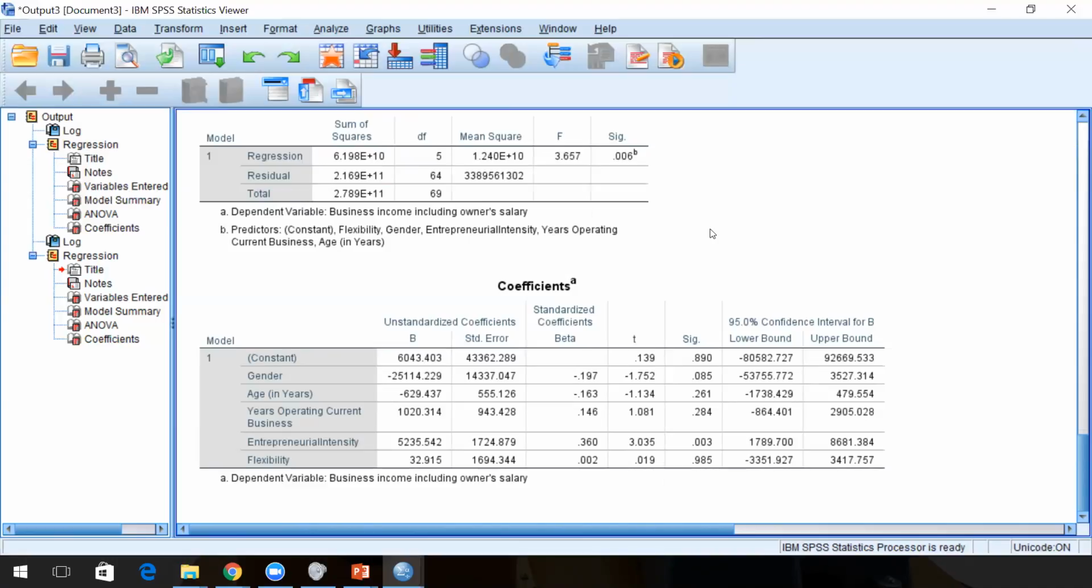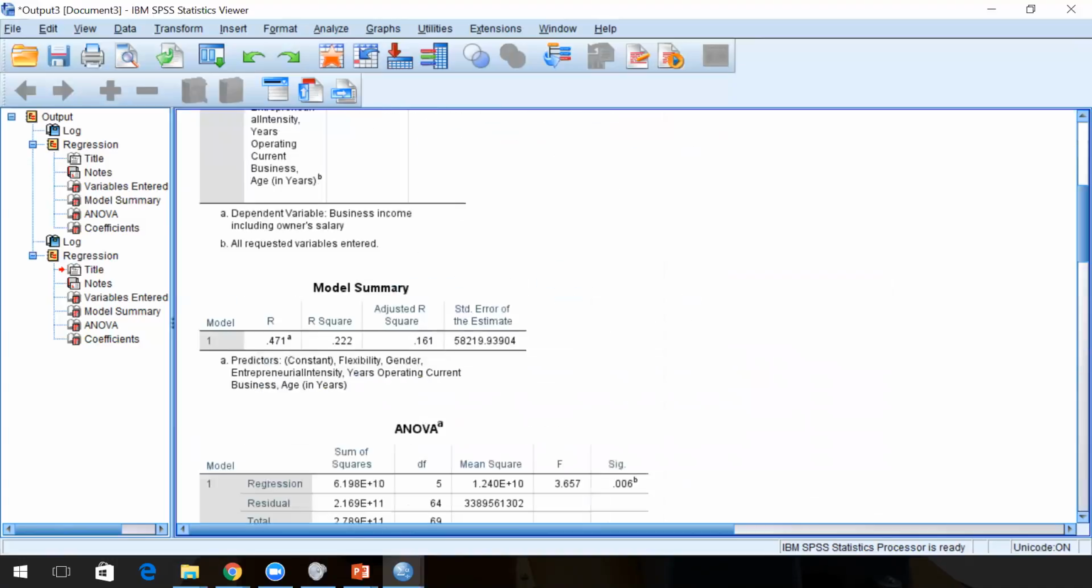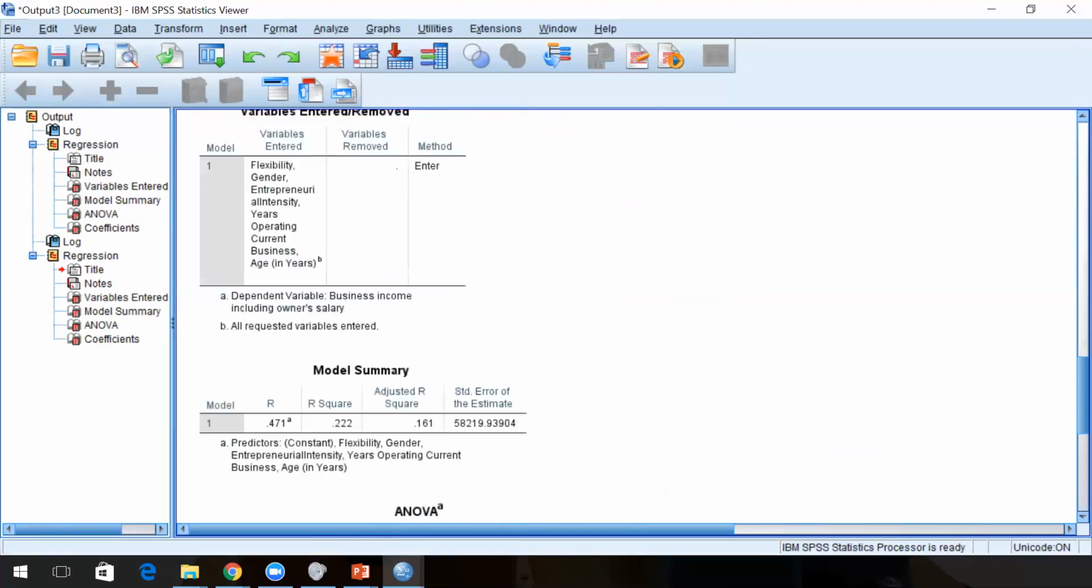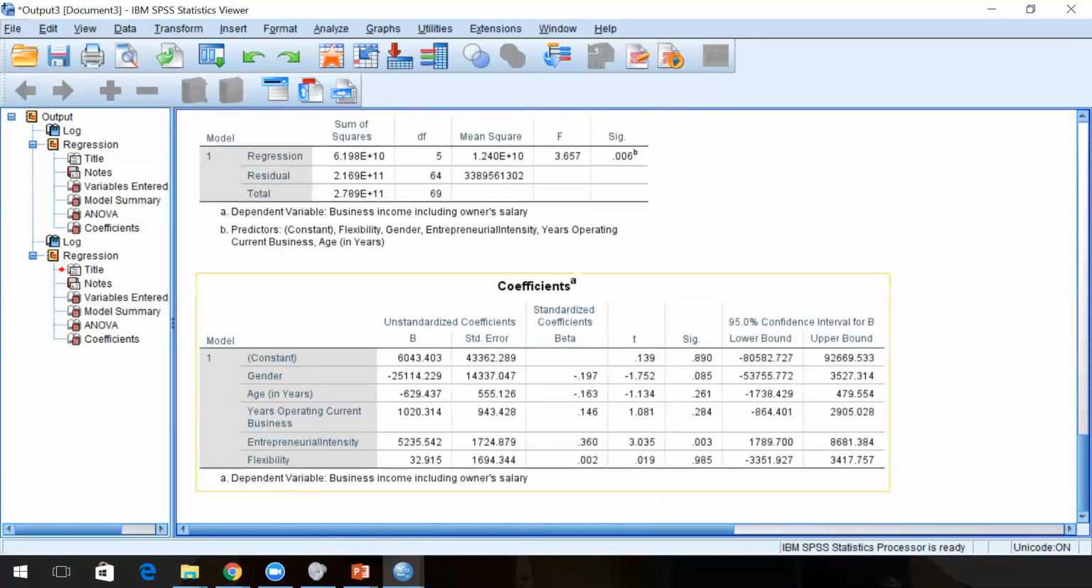Age in years, not significant. Years operating business, not significant. Intensity is statistically significant, 0.003. Flexibility is not. So not actually a lot going on there. And the confidence intervals just confirm what we see here. All right, so with that, that's how you use factor analysis and how you can take the results of factor analysis and use those results in a regression model.